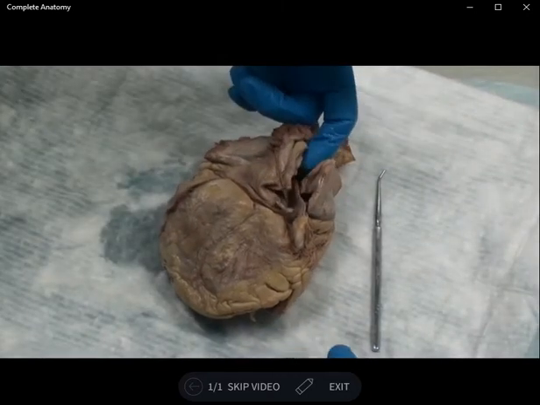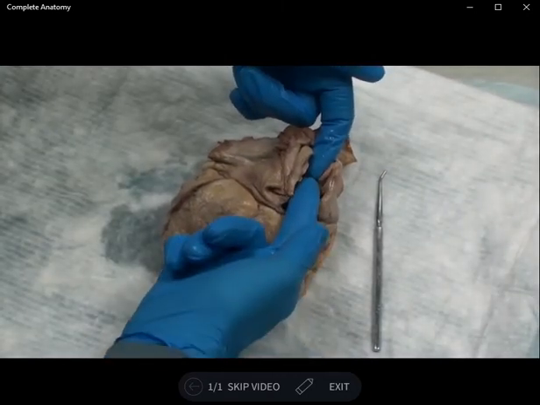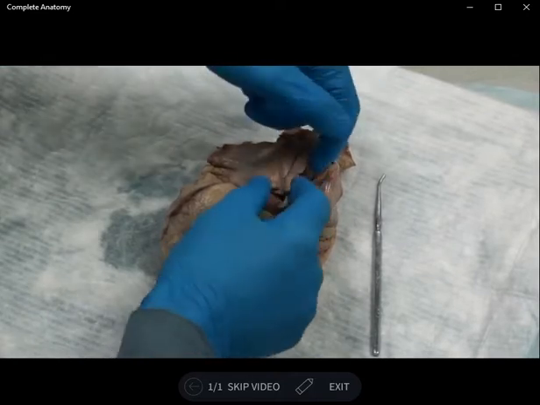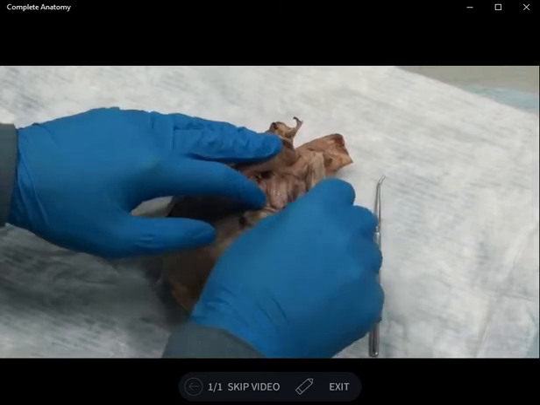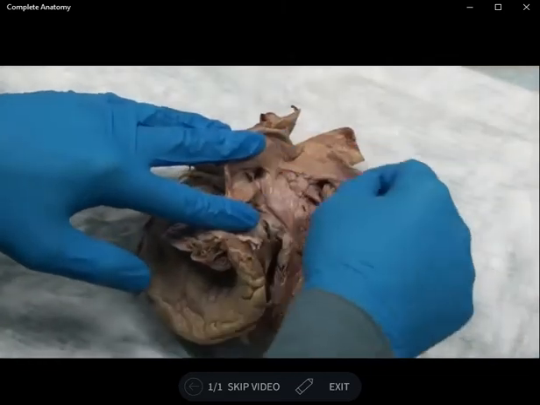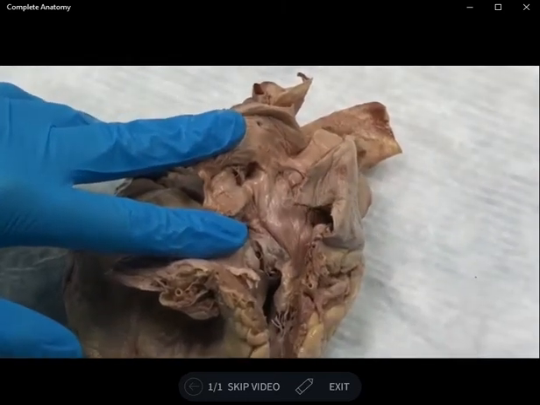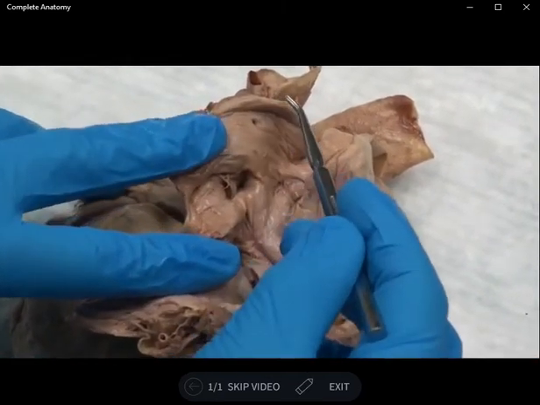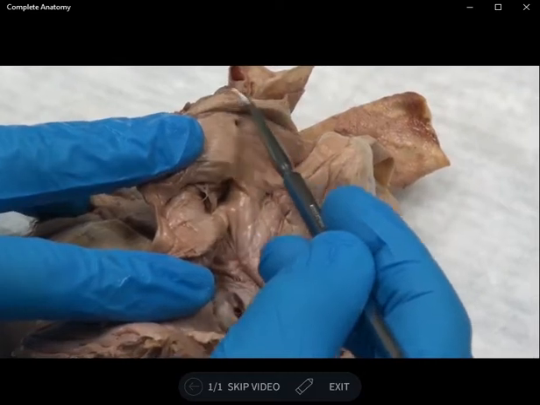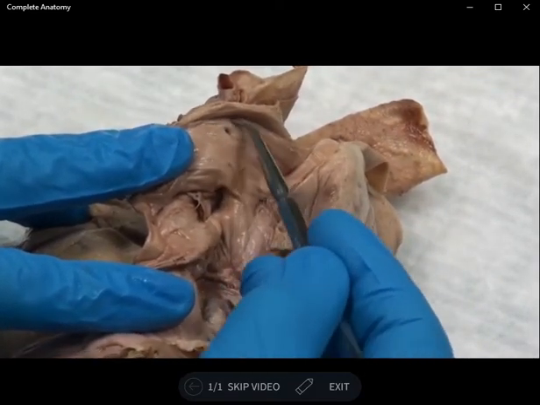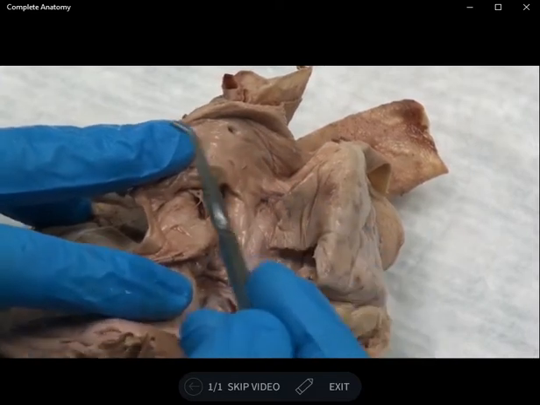The superior vena cava runs in this direction and the inferior vena cava runs in this direction. These two vessels empty their venous blood into the right atrium. I will now open the heart and we will see the right atrium here. The superior vena cava meets the right atrium approximately here. At this point, one can find the sinoatrial node, seen here.